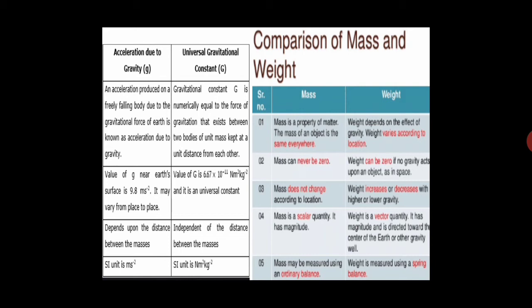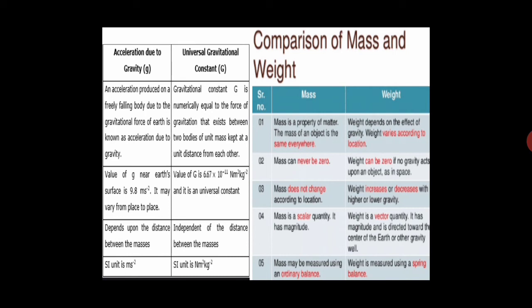Next, the value of capital G is 6.67 into 10 raised to power minus 11 Newton meter square kg to the power of minus 2, and it is a universal constant. Next, acceleration due to gravity depends on the distance between the masses, while the universal gravitational constant is independent of the distance between the masses. The SI unit of acceleration due to gravity is meter per second square, while that of gravitational constant is Newton meter square kg to the power of minus 2.